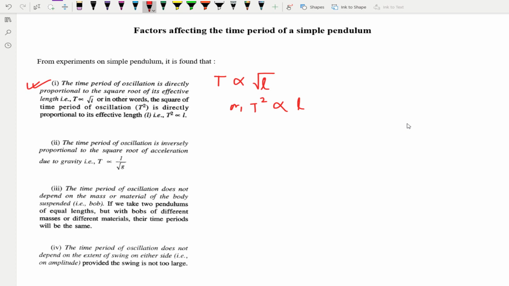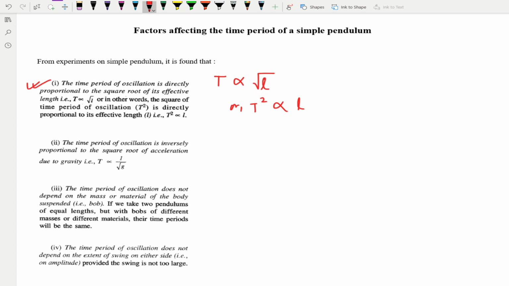Now what this means is, the more the effective length, the more time taken to complete one oscillation. Understand this, because there are numericals and logical questions based on this part. So if the length increases, the time period increases, and if the length decreases, the time period decreases. You may be asked reasoning questions from this, like why does the time period decrease in winter, or what happens to the time period in summer.